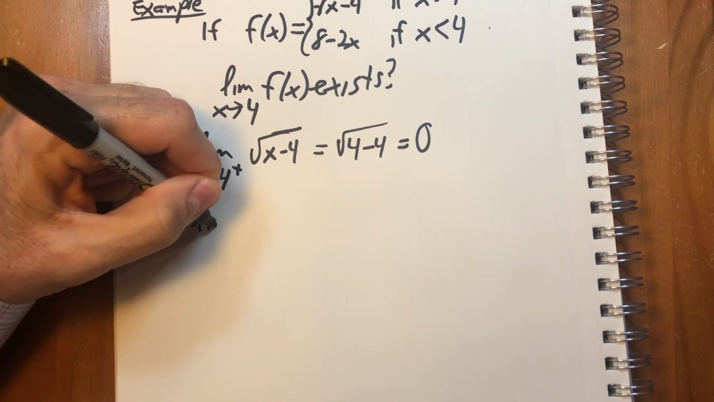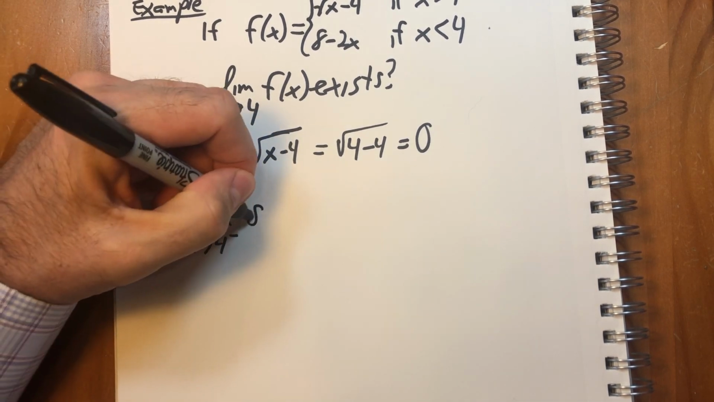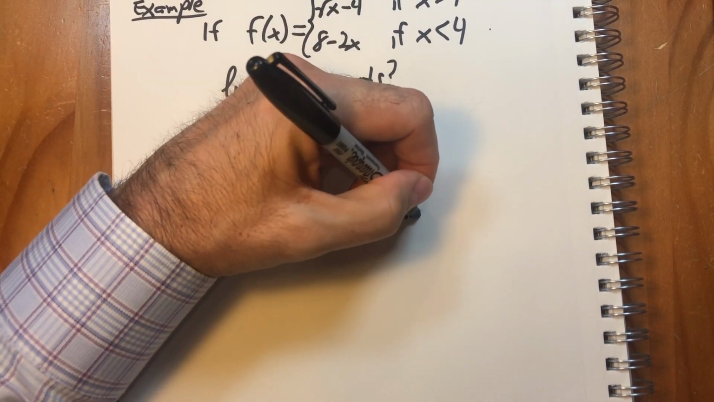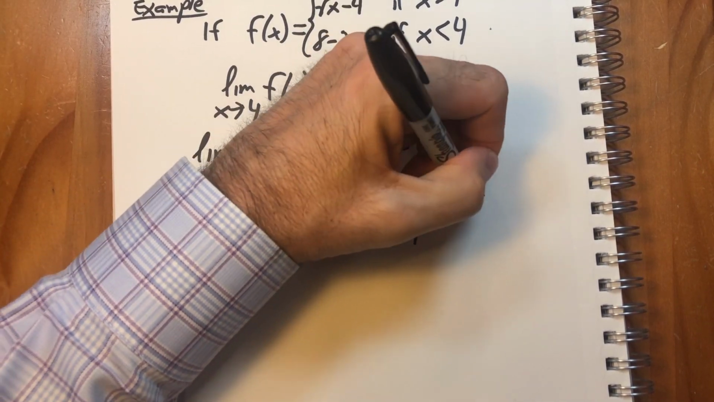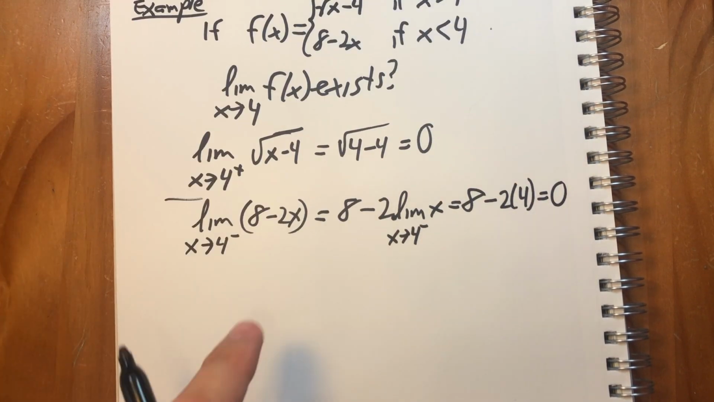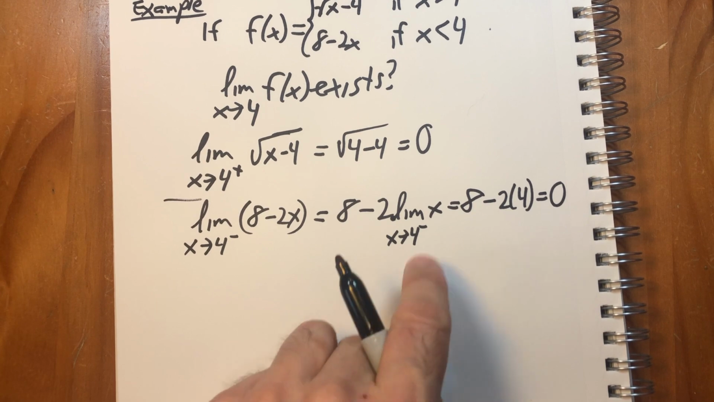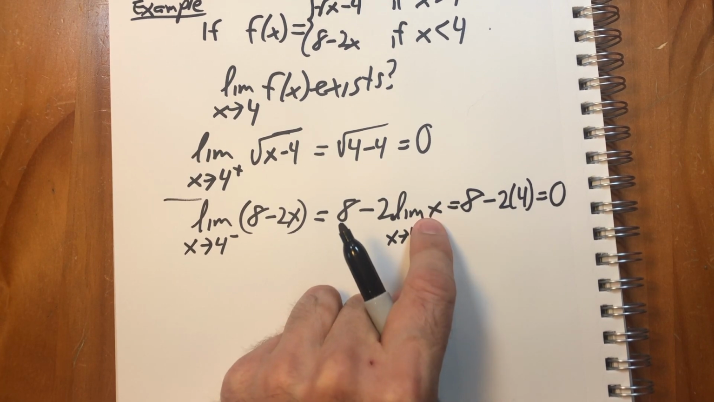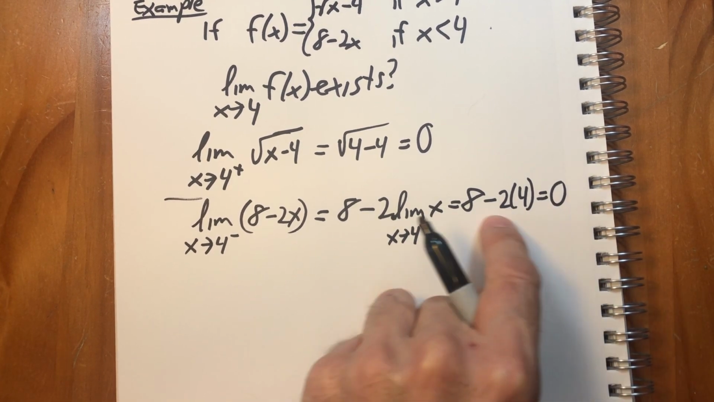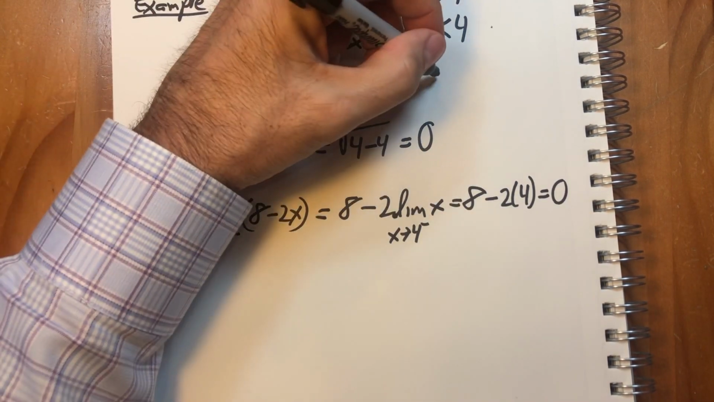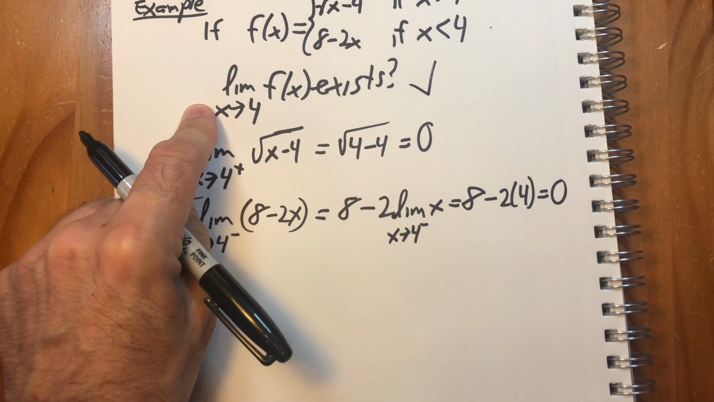And then as for the other side, when x is less than 4, it's 8 minus 2x. And then that just equals 8 minus 2 times 4. So here we just used the difference law again, and then the constant multiple law, and then law 8. So x just equals a, and so 8 minus 8 is 0. Okay, so 0 equals 0, so yes, this limit does exist.